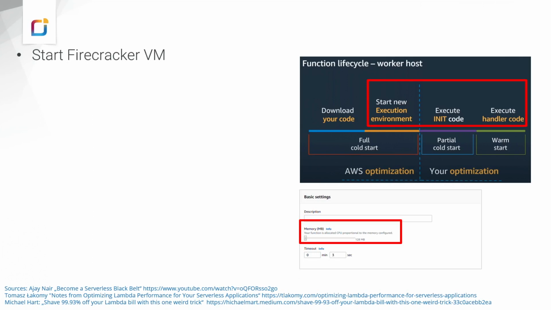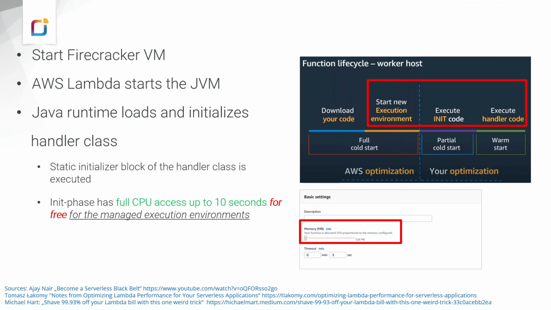That's the same, but AWS implemented their own stuff. But generally, it's some kind of container orchestrator that finds the environment where your function should run in the most efficient way and reuses it or something like this. Yeah, so then AWS Lambda starts the JVM. Then the Java runtime loads and initializes the handler class.